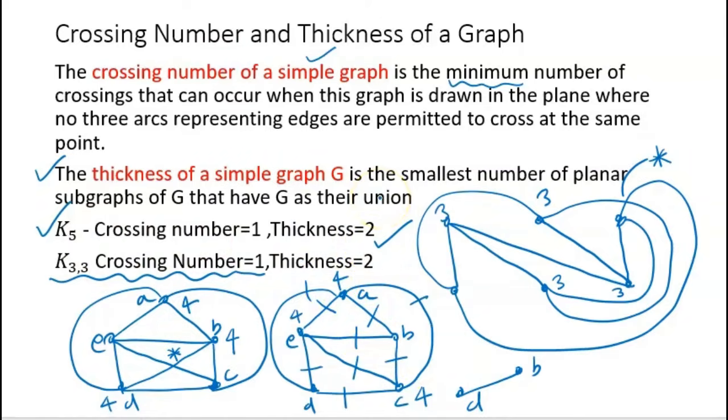So I think you have understood what the crossing number and thickness are.